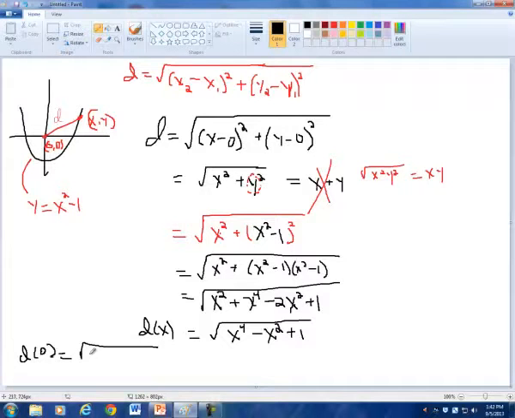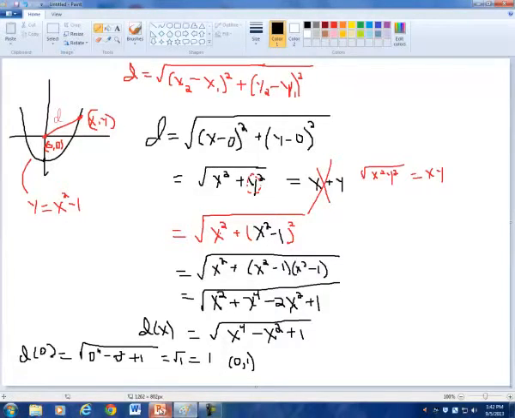And so that'll be 0 to the fourth, basically, minus 0 squared plus 1. And that's just going to be the square root of 1. Well, 1 times 1 is 1, right? So the square root of 1 is just 1. And so that'll give us a point of 0, 1. So if we're looking at here, when x is 0, we're looking at that point right there. That distance is 1.